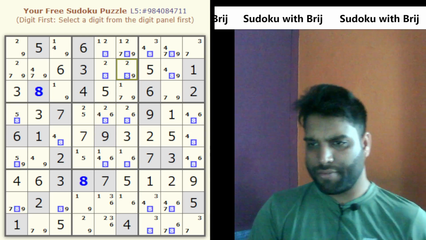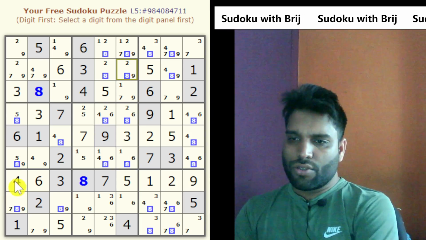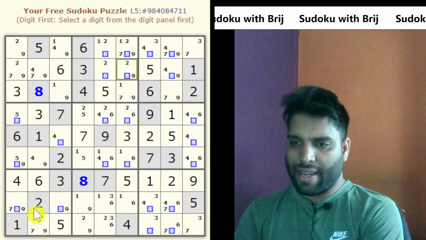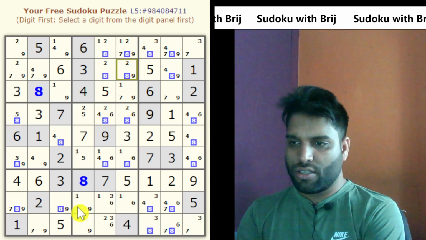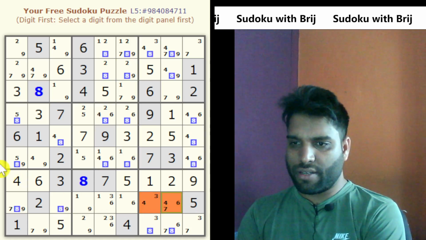Let's move on to it. So in box 7, 8 is fixed in these two cells. So we can remove the 8 from here and here.